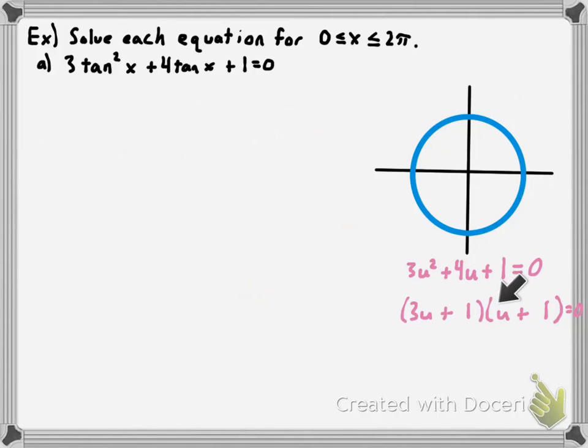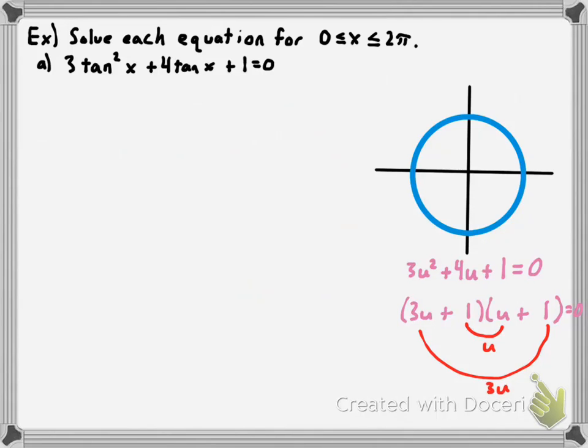3u times u is 3u squared. 1 times 1 is 1. We already said that. If you multiply your outer terms, that gives you 3u, and if you multiply your inner terms, it gives you 1u, and 3u plus 1u is 4u, right? Not trying to teach you quadratics here. You've factored many times, but we learned how to factor by grouping in that instance. That's why I wanted to show you that method right there.